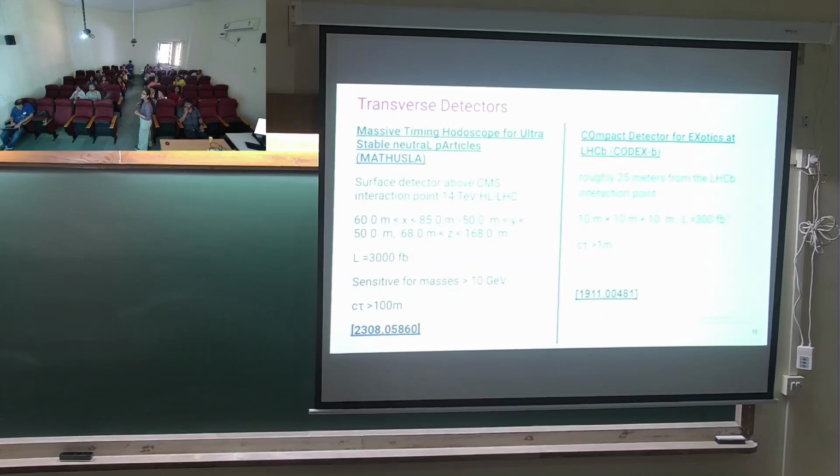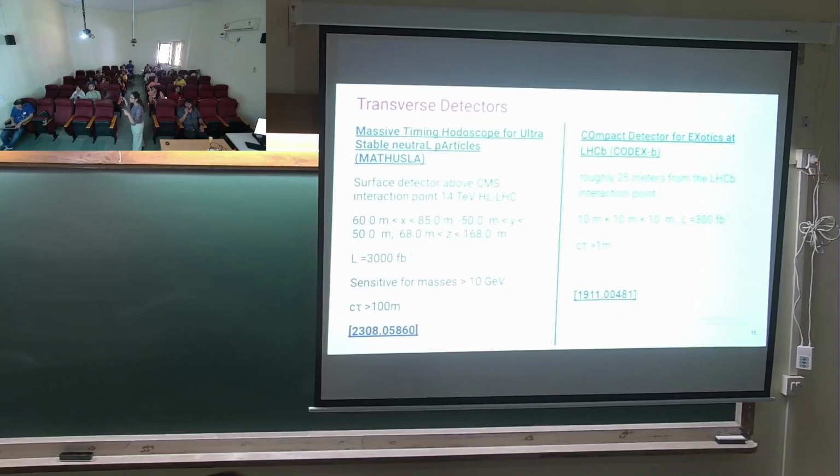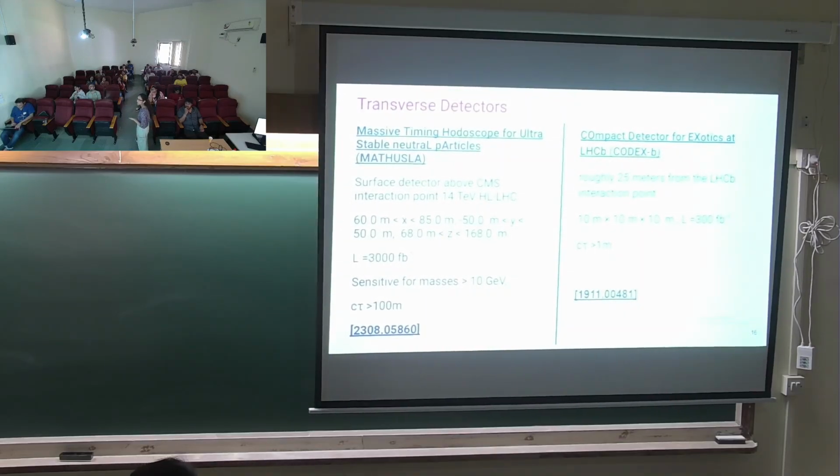Then there is also a transverse detector from the LHCb side, 20 meters away from the interaction point, with dimensions of 10 cross 10 cross 10 box detector, and if possible 20 cross 20 cross 20, and this will be taking data if approved for 300 femtobarn inverse, and will be sensitive for c tau greater than 1 meter.